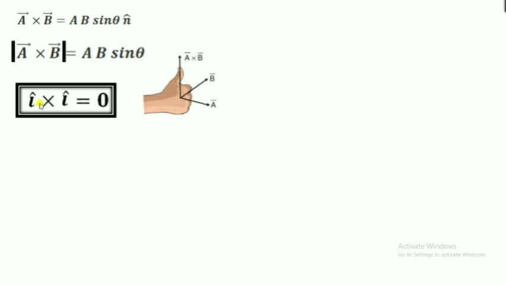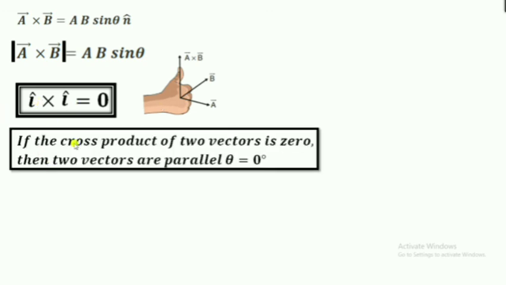So now we will summarize the video. A cross B means AB sine theta into n cap. n cap is the unit vector perpendicular to both A and B. And in magnitude form, I don't have this n cap. So the magnitude of A cross B is AB sine theta. And the direction of A cross B or n cap is found out by using the right hand thumb rule. i cross i is always 0, and if the cross product of two vectors is 0, that means they are parallel, and this is the way to find A cross B.